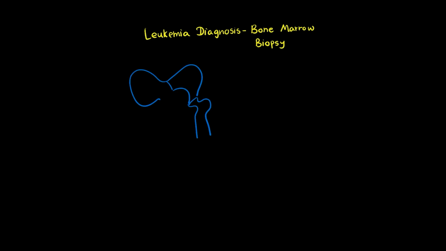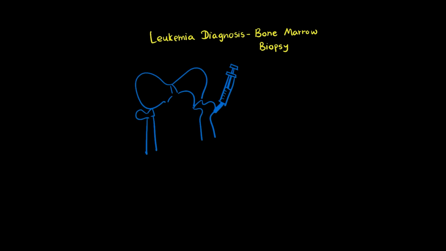Diagnosing leukemia requires looking directly at the source, the bone marrow where blood cells are manufactured. A bone marrow biopsy from the posterior iliac crest provides the definitive diagnosis. The iliac crest, the upper curved part of your hip bone, offers a large accessible area with plenty of marrow. Using a special needle, doctors extract both liquid marrow and a small core of bone.